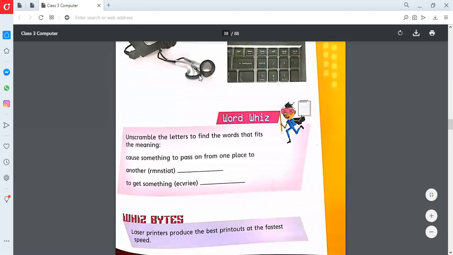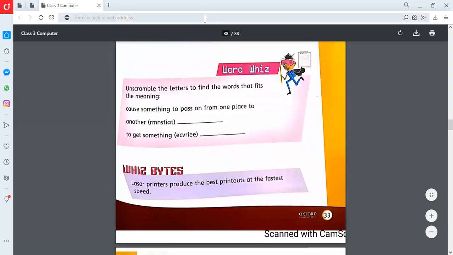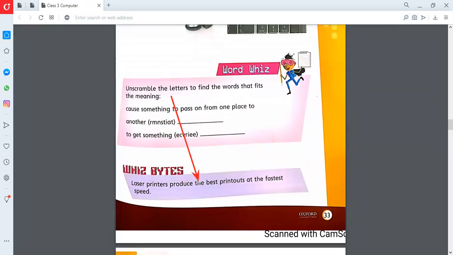At the end of page number 33, there is a line saying that the laser printer produces the best printouts at the fastest speed. As I told you, printers are of many types, and laser printers are the fastest printers of all. They are used to produce many papers in a minute. More than 10 or 20 papers can be printed in a minute with the help of a laser printer, so they are very fast in comparison with the other ones.